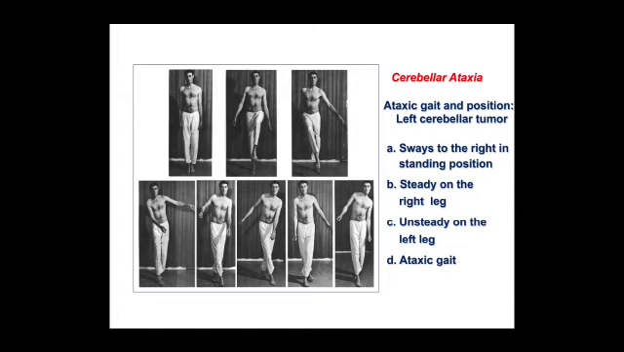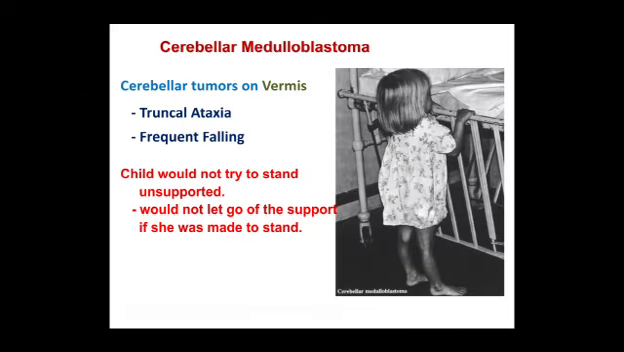So cerebellar ataxia, so ataxic gait and position. In a left cerebellar tumor, the patient stands with legs apart, steady on the right leg and unsteady on the left leg. Ataxic gait is present. So cerebellar medulloblastoma. Here, with cerebellar tumors of the vermis, you are going to find truncal ataxia and frequent falling. The child would not try to stand unsupported. Once it is standing, it would not let go of the support.